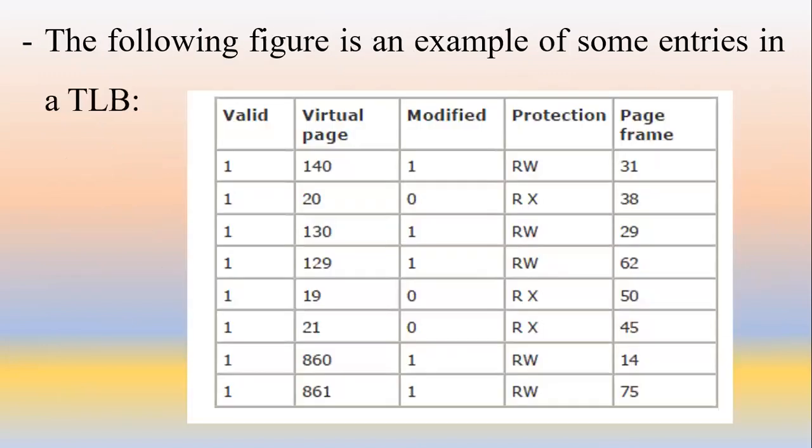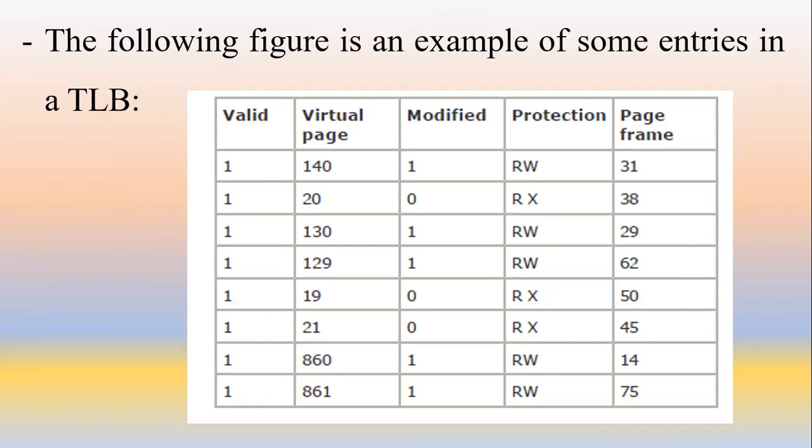The following figure is an example of some entries in a TLB. Under the valid, we have bit 1. Under the virtual page, we have, for example, 140. When modified, it is indicated with 1. Protection is RW and the page frame is that one. And the same continues.